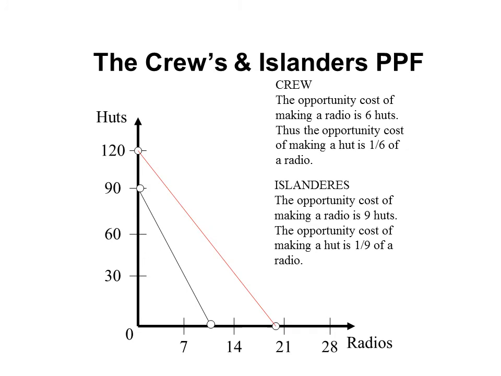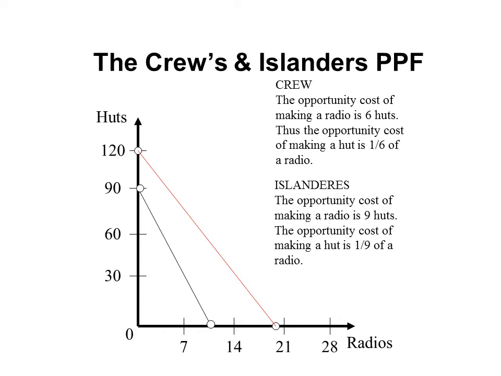Now that we have demonstrated it graphically, let's remind ourselves mathematically why the crew has the comparative advantage of making radios and why the Islanders have the comparative advantage of making huts. Here's the same information from the previous slides superimposed so that it's quickly available for us right now. The opportunity cost of a radio for the crew is 6 huts. That is to say, every time the crew wants a radio, they have to give up 6 huts. For the Islanders, every time they want a radio, they have to give up 9 huts. Remember, lower is better. Having a lower domestic opportunity cost means that a nation possesses the comparative advantage in producing that product. Therefore, the crew has the comparative advantage in producing radios.